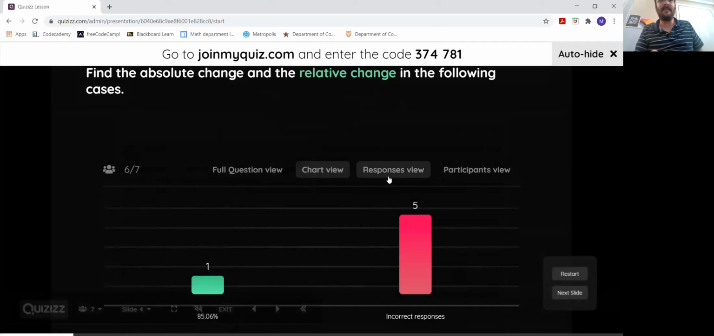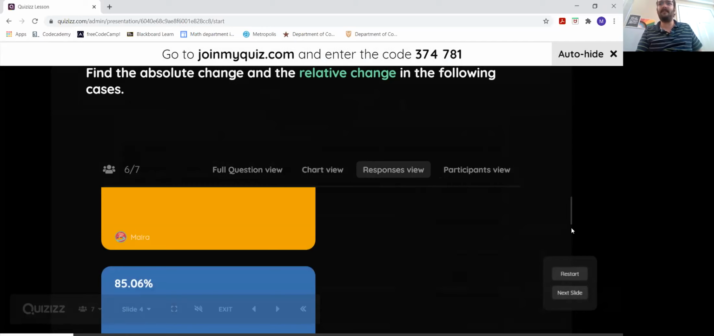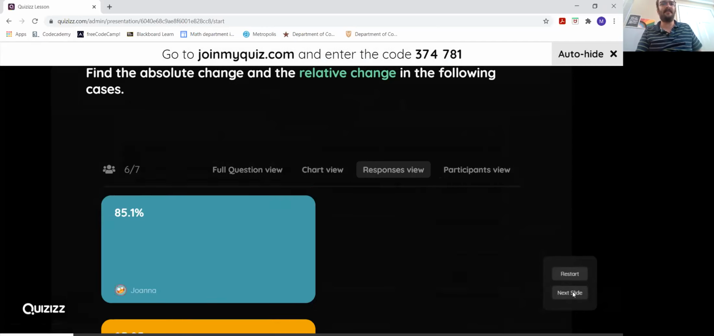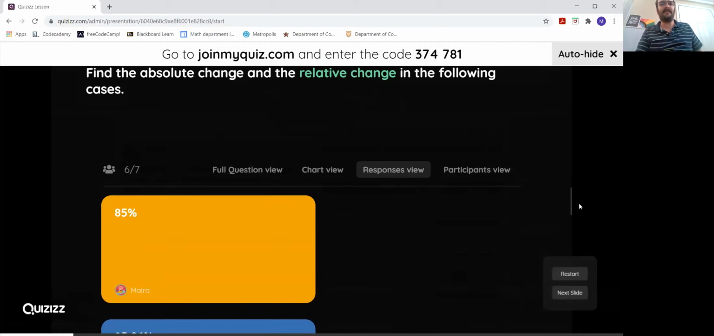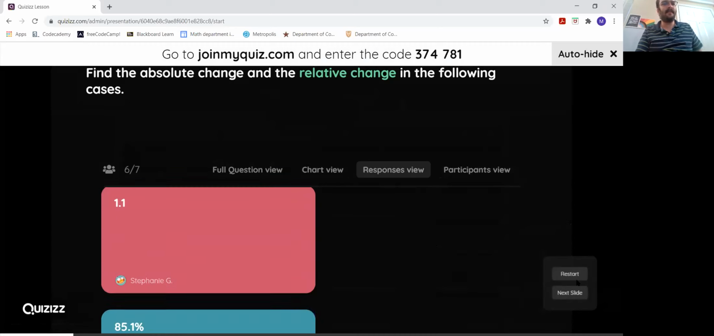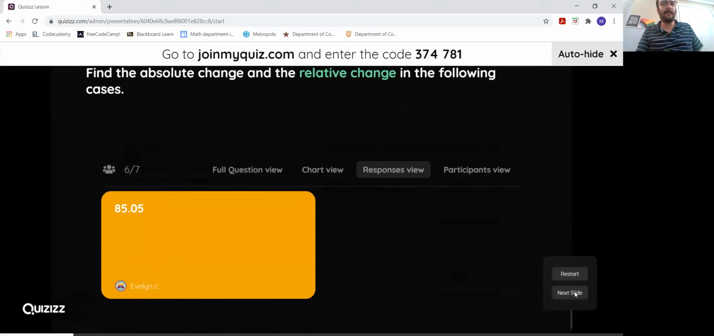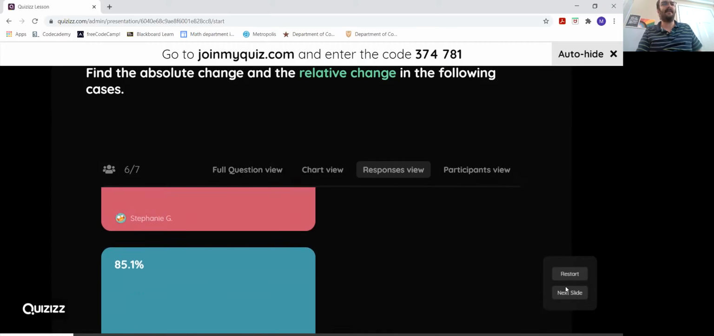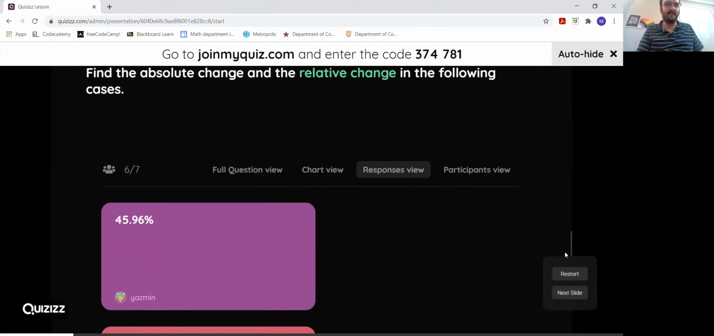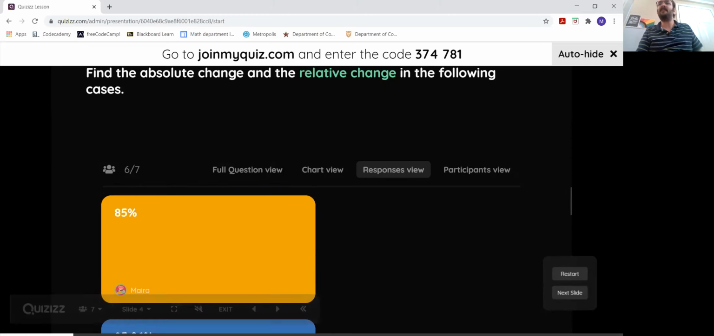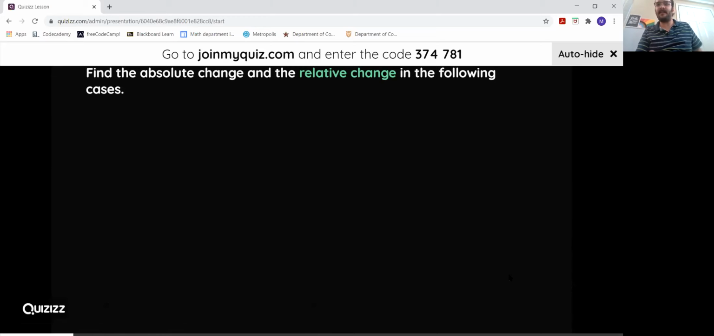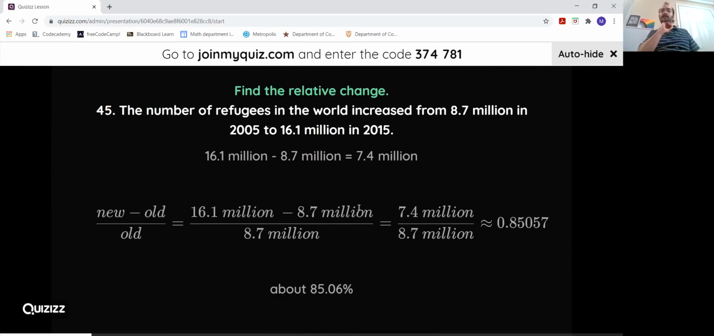What are y'all saying? 85? Did you not put percentage signs? What are you doing? 8505, 8506. I think it should get rounded up. I just see some rounding issues. I don't know where 1.1 or 45 is coming from, but it should be 85. So the 85s look like they're getting it. But where is this coming from?